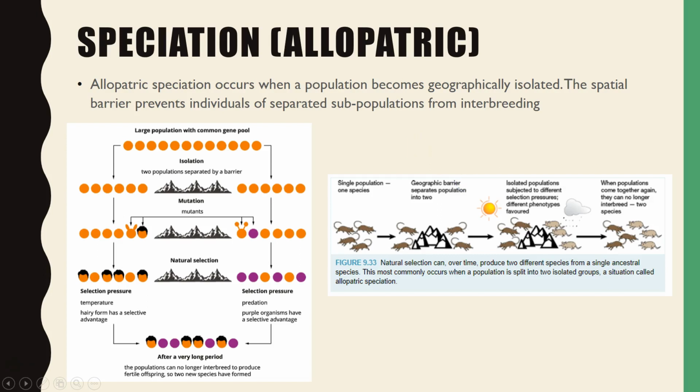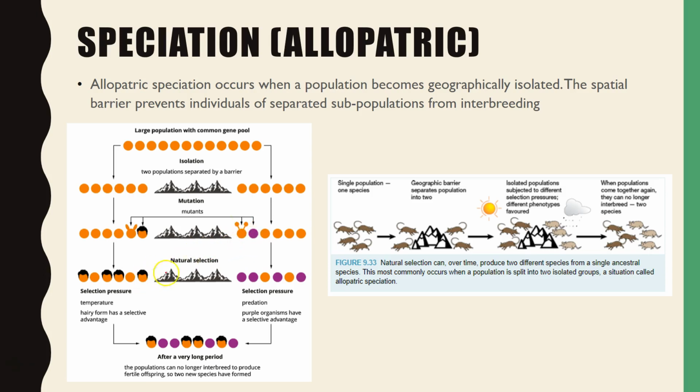So the process, we may have a large gene pool or a large population with a common gene pool. There'll be an isolating barrier. It may be a mountain, it may be a river, it may be the falling of a large tree or an object which prevents these two species from interbreeding with one another. Over time, they'll incur mutations.